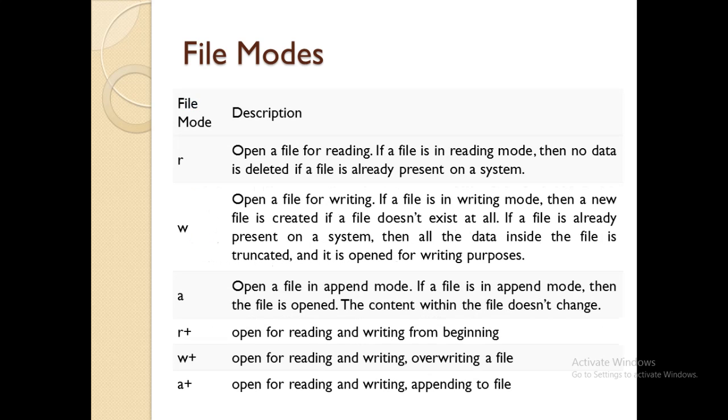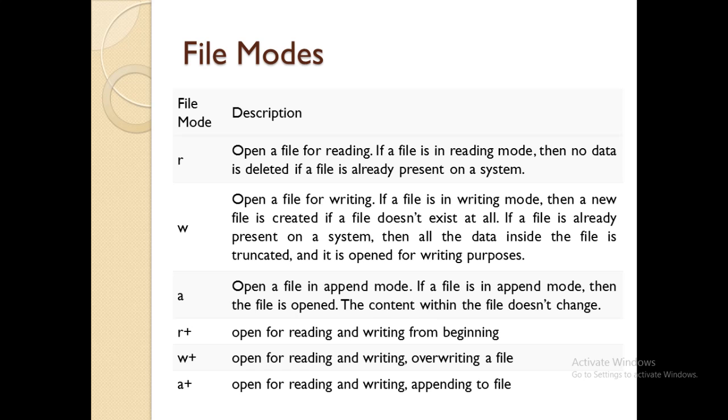So these are the file modes using which you can open the file. So number one is r mode. So r mode is used to open a file for reading purpose. So if a file is in reading mode, then no data is deleted if a file is already present on the system. Next comes the w mode, which opens the file for writing purpose.